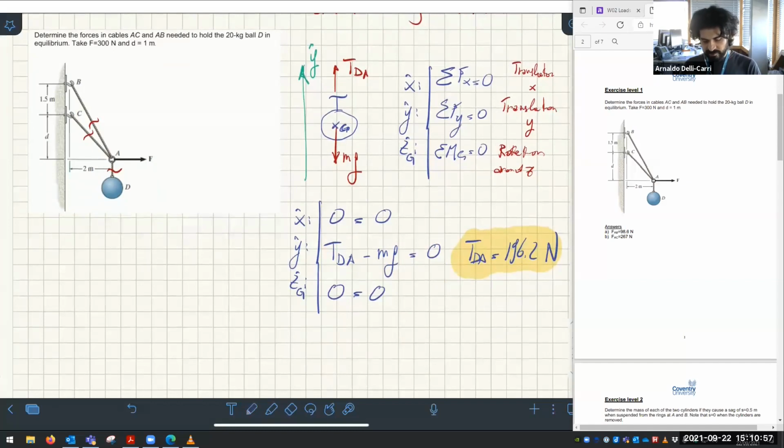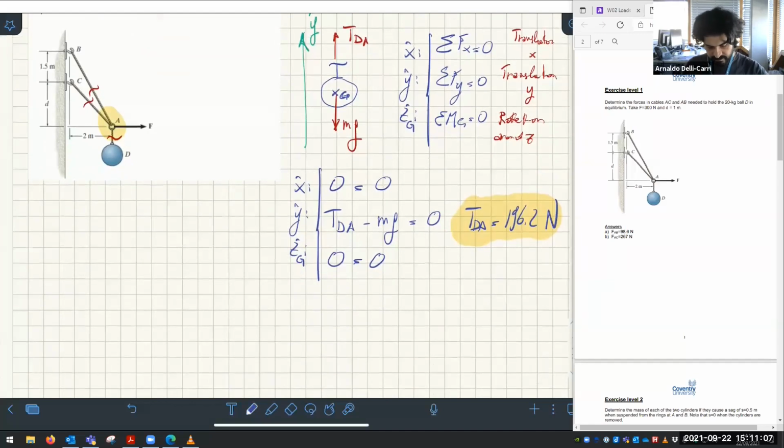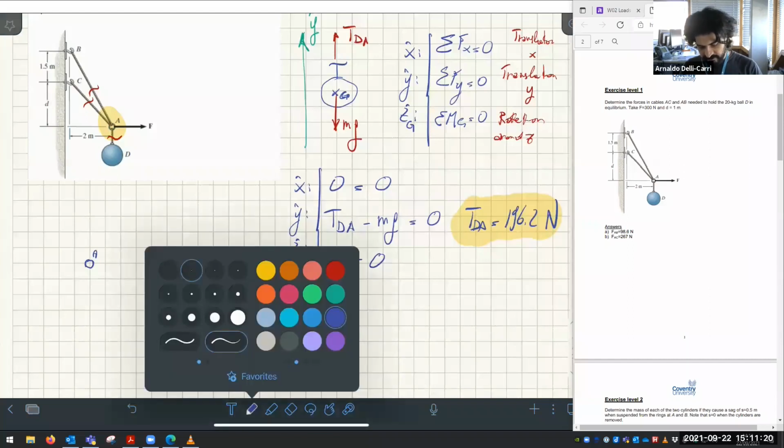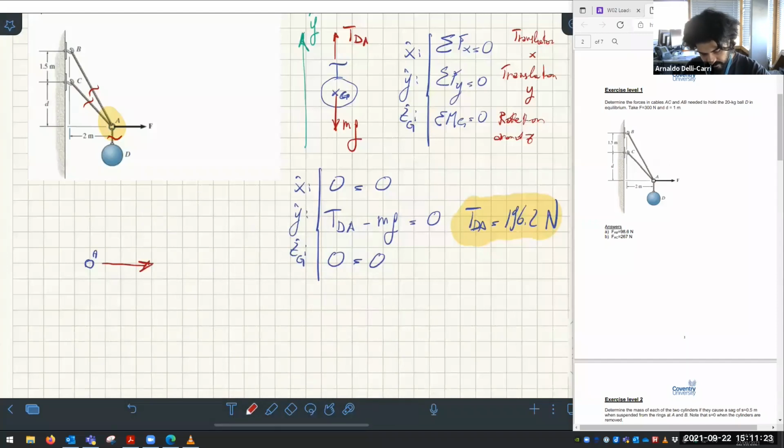In A, we have this hoop, and we need to do the free body diagram of it, which means we have to remove it from the system. How many forces are acting on A? You say 4, that is correct. We have one active force, F. One force here is the tension of the cable, TBA, and one other tension, TCA.